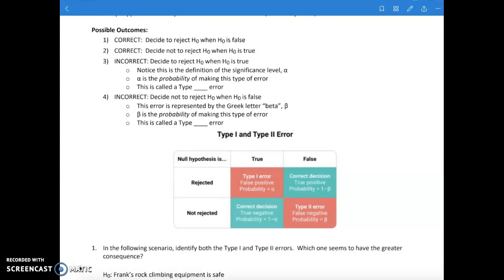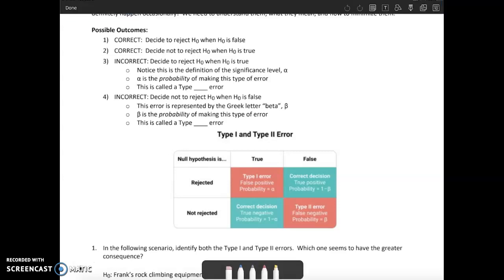So the first incorrect conclusion that we can come to is deciding to reject the null when it's true. Okay, so you see how that would be a bad thing to do if we reject it, but it's true. So this is actually the definition of that significance level alpha. We've already talked about that alpha is the probability of this error, the probability of rejecting the null when the null is actually true. This is called a type 1 error.